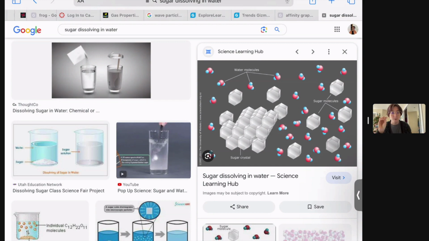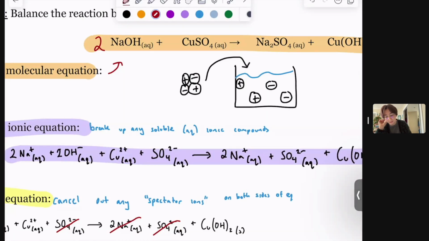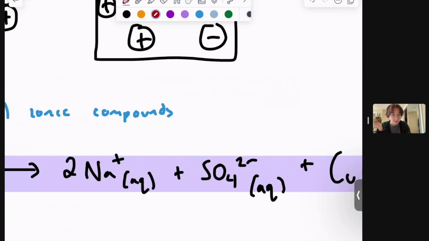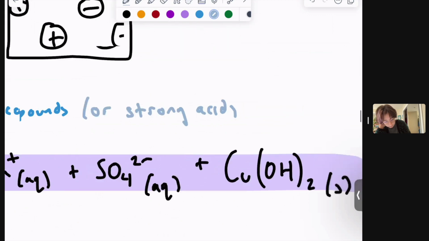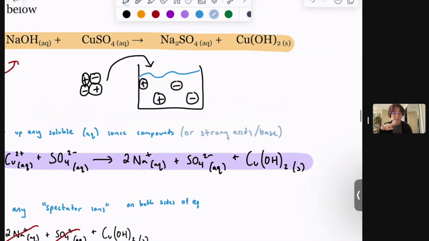So only soluble ionic compounds break up. And then the other thing that breaks up completely, that we just learned about, are strong acids. Those are the only things that dissociate, the only things that break up into their ions: strong acids and bases we talked about, and then soluble ionics. Any other covalent thing, keep it as a unit.